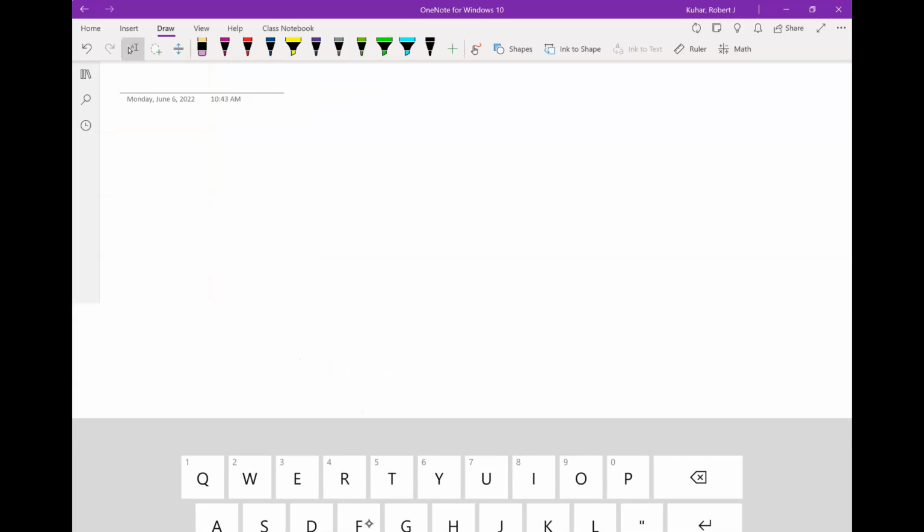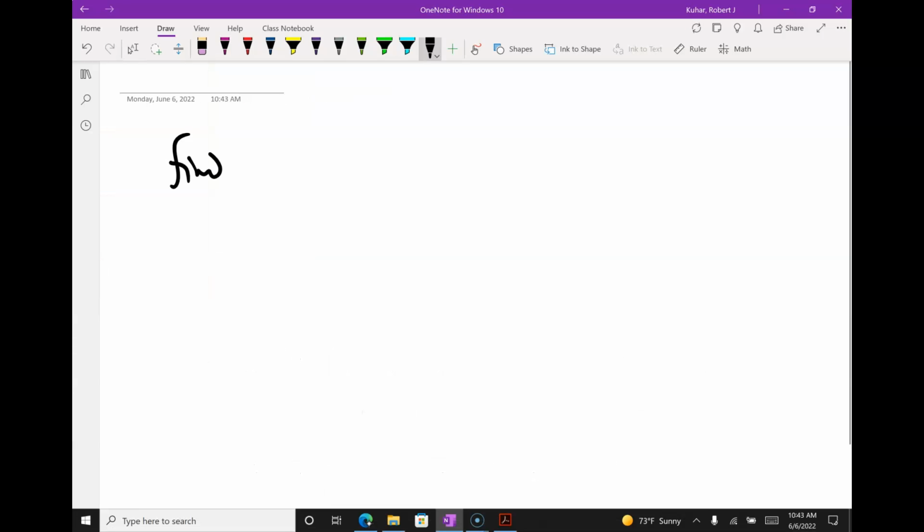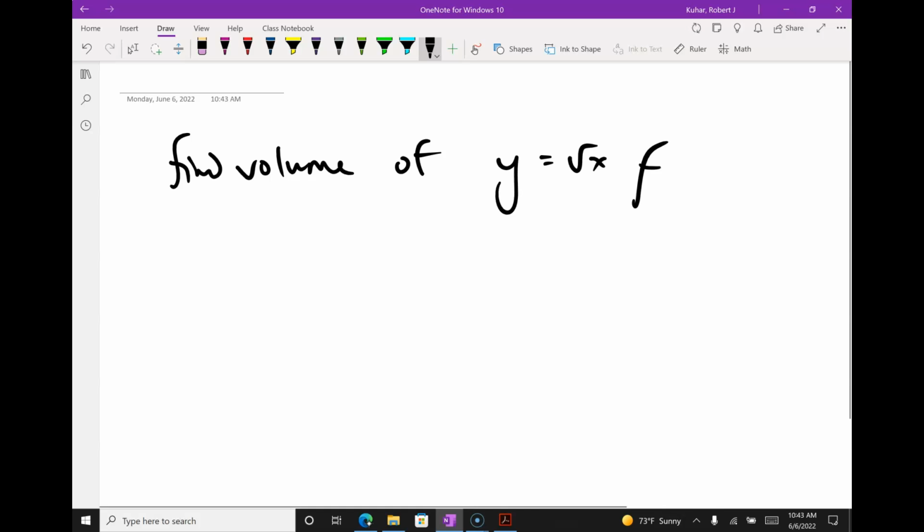So the question is going to look like this. Find the volume of y equals square root of x from 0 to 1 rotated about the x-axis.